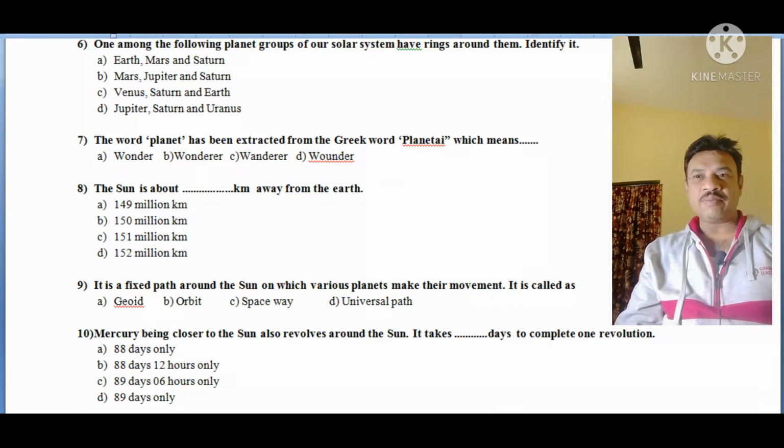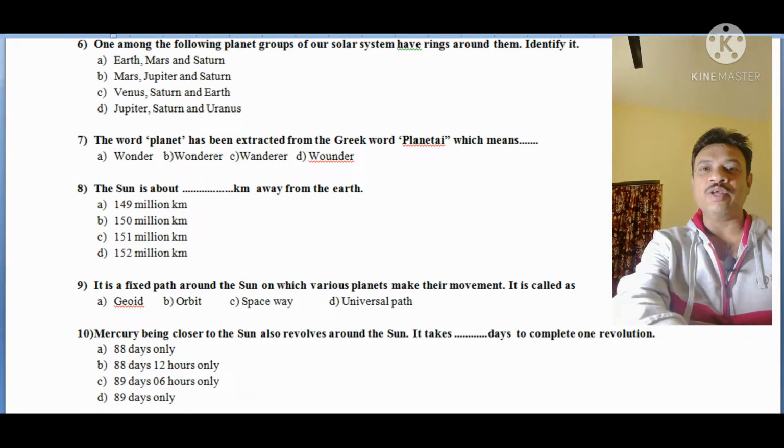And question number 10, Mercury, being closer to the sun, also revolves around the sun. What time does it take to complete one revolution? 88 days only, 88 days 12 hours only, 89 days and 6 hours only, and the fourth one is 89 days only. Your answer should be A, 88 days only. The remaining 3 are wrong options, so you should go with option A.